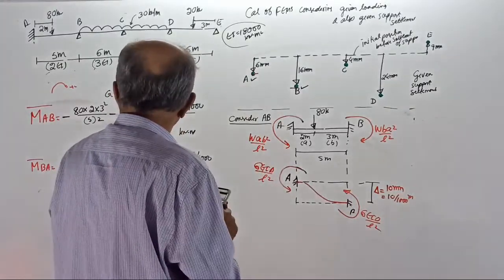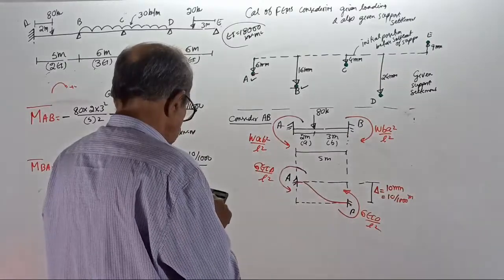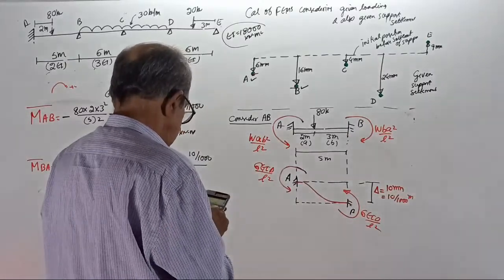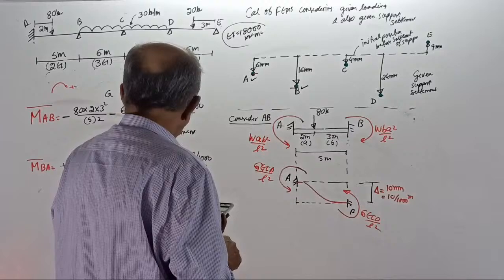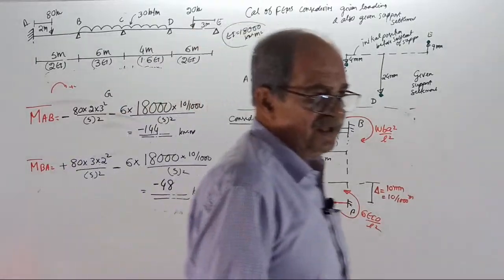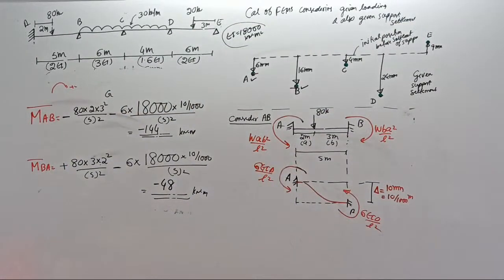Correct, minus 144. Other one, minus 40. Wait, is my answer correct? My answer is correct. Check once again. How much? My answer correct or wrong?